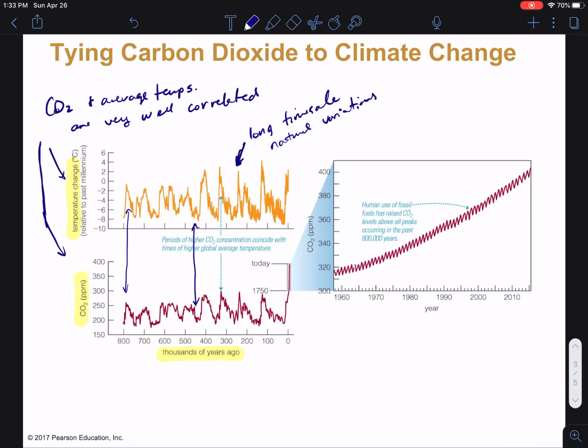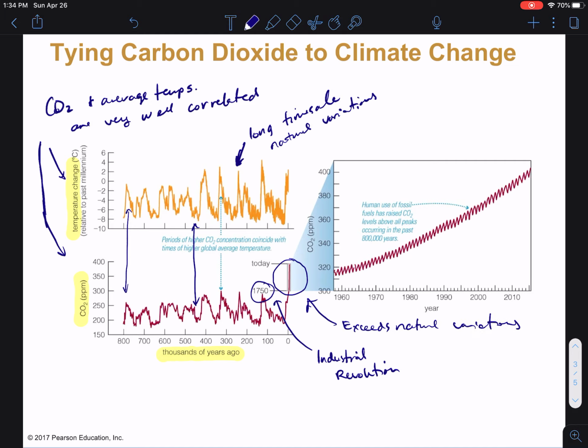If we look at the very end of this graph, right here in the 1750s, 1800s, this is again the Industrial Revolution in the 1800s. And there's a huge spike there. Notice it's well above the natural variations.